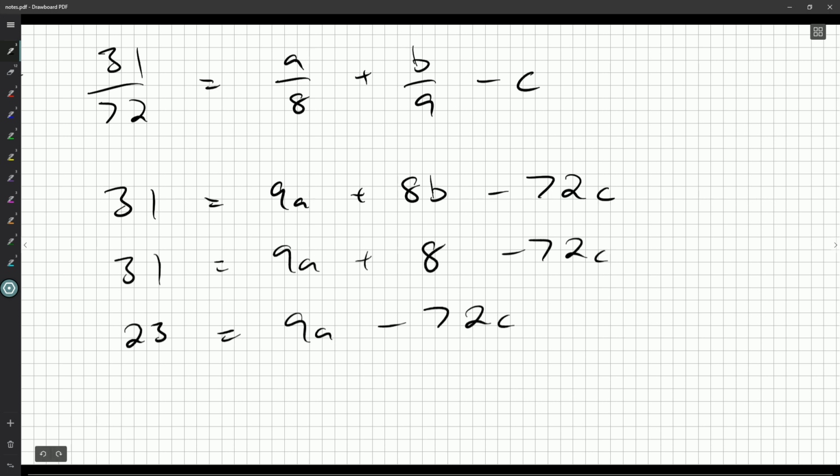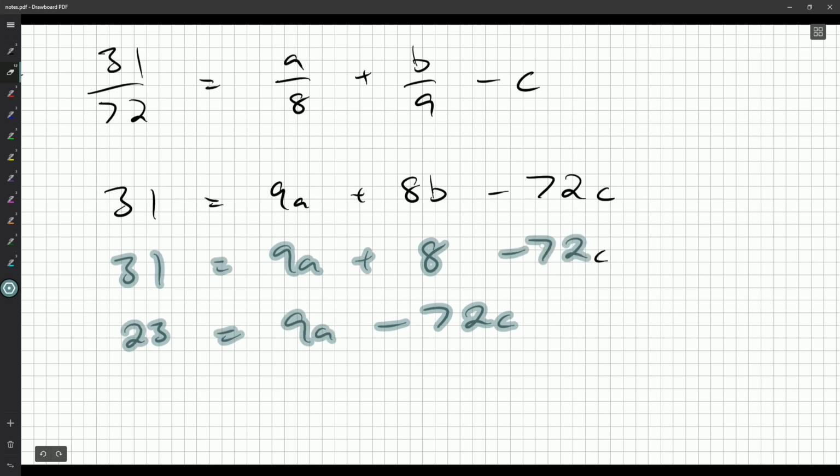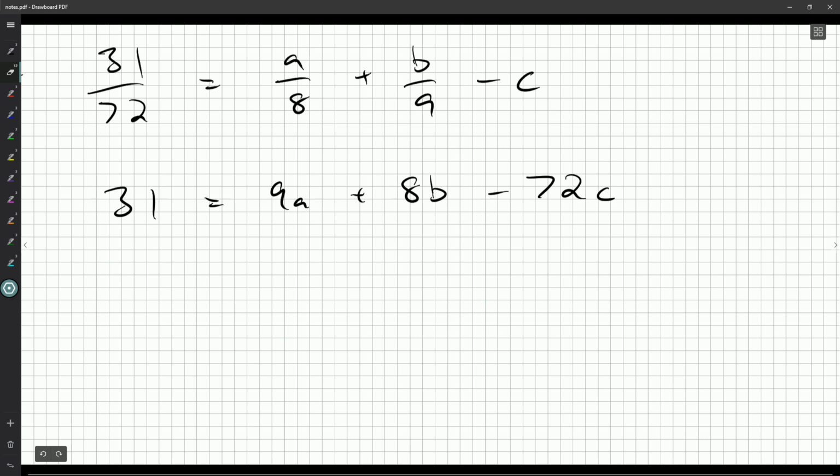We can play around with it, we can think about it for a moment, but something's really sort of begging to be done. Let's take out a factor of 9. A and C are positive integers, so whatever this is over here is a multiple of 9. 23 is not a multiple of 9. So there's no way I can pick A and C that make this work. So whatever B is, it's got to make 31 minus 8B a multiple of 9, and that should be the only requirement.